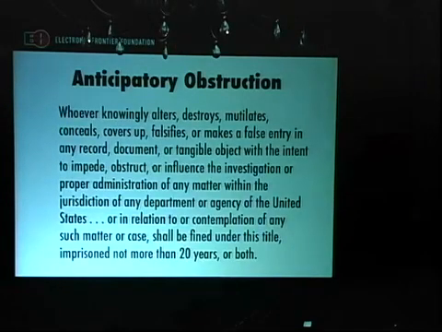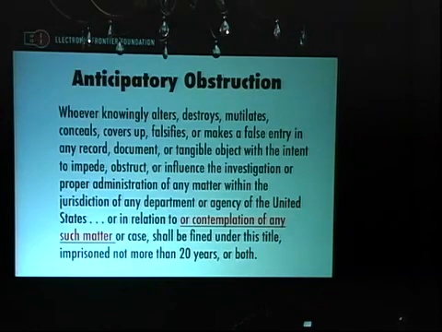And so this is the text of the statute, but really the most important thing to look at is here at the very end: "or in relation to or contemplation of any such matter." If you strip away all of the legalese text of this statute, what you're really left with is 2 things that the government has to prove. First, that the defendant knowingly altered or deleted, so not accidentally or inadvertently, but knowingly. And second, that he had the intent to impede an active or contemplated government investigation.